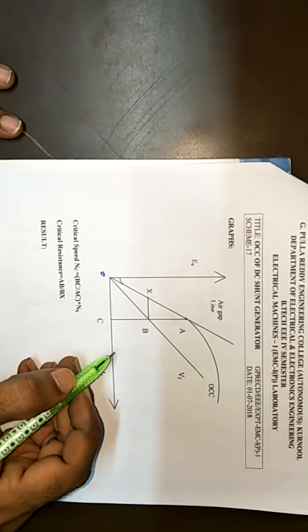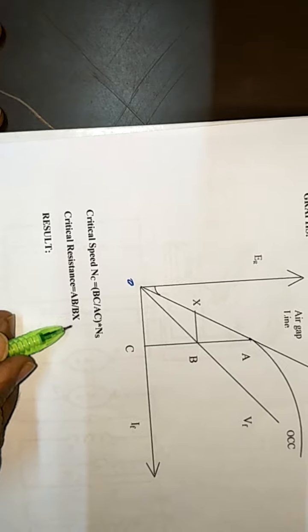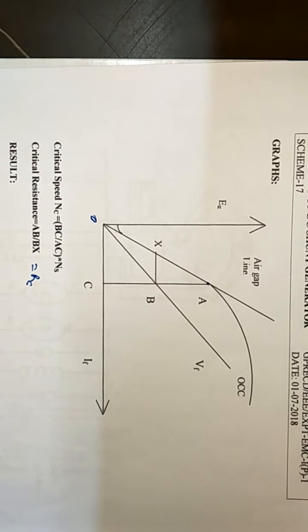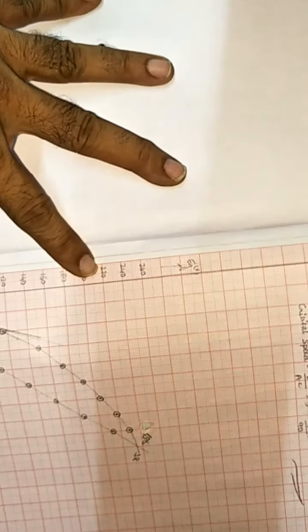As per the definition of critical speed, find out critical speed NC is equal to BC by AC multiplied by the synchronous speed, and also critical resistance you can write it as AB by BX. AB is nothing but the voltage and BX is nothing but the field current. So AB, the voltage, divided by BX will give you the critical field resistance represented as RC. This is how to determine the critical speed and critical resistance from the open circuit characteristics of DC generator.